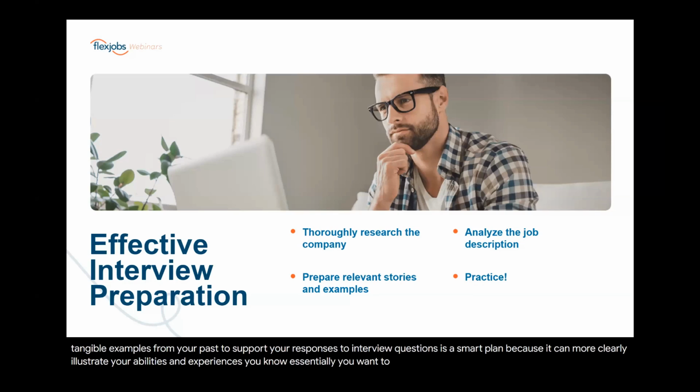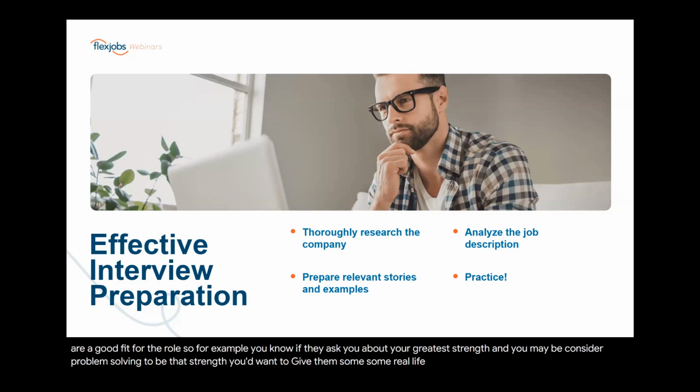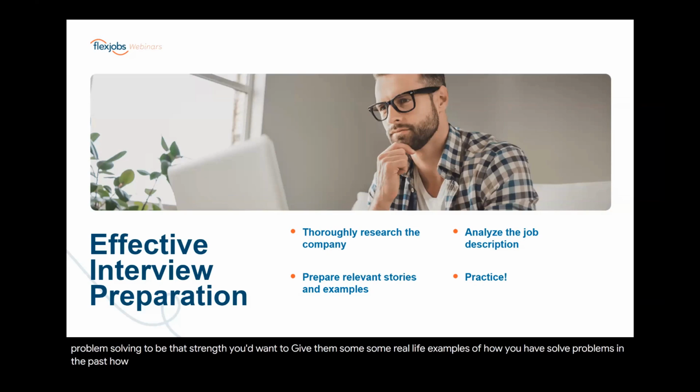Essentially you want to provide evidence to back up your claim that you are a good fit for the role. So for example, if they ask you about your greatest strength and you maybe consider problem solving to be that strength, you'd want to actually give them some real life examples of how you have solved problems in the past, how you have implemented innovative solutions to complex issues to illustrate your problem solving skills.